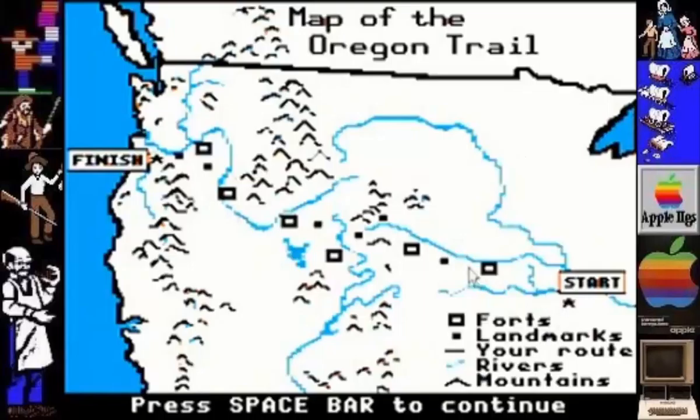Okay, well, here's the map. I hope you can see the cursor. Start over here and so on. They got all the mountains, the rivers. Man, everything. It's a pretty good looking map for this kind of graphics back in the 80s. Awesome sauce.